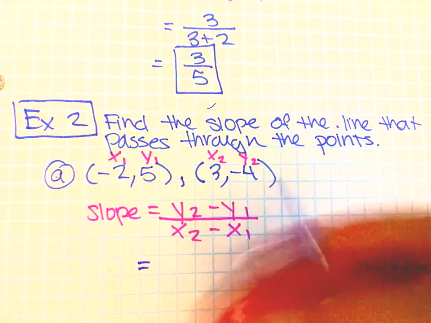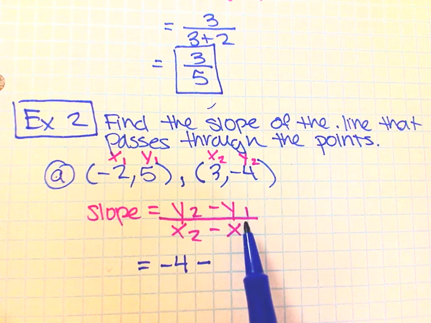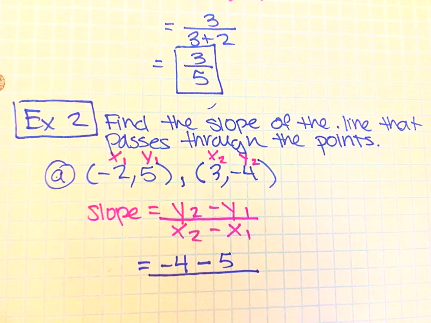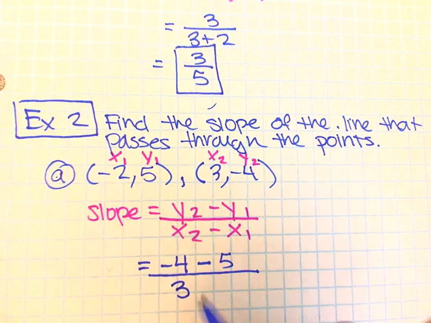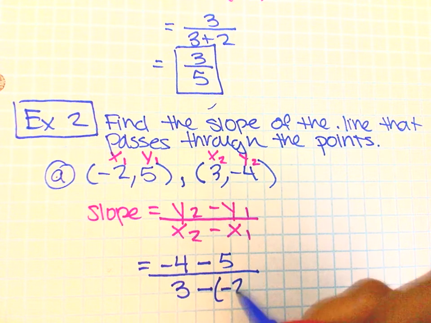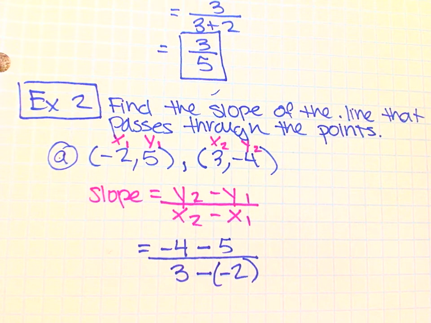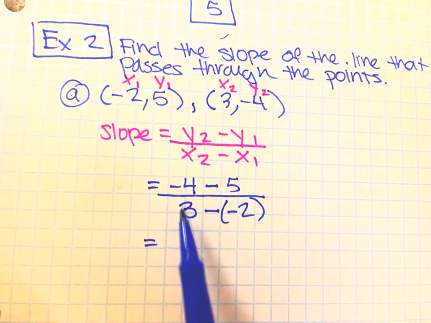My y2 is -4 minus my y1, 5, over, so I'm substituting the numbers in, my x2, which is 3, minus my x1, -2. So I just plug the numbers in. Everyone have that written down? Yes. Good. So then I'm going to solve.